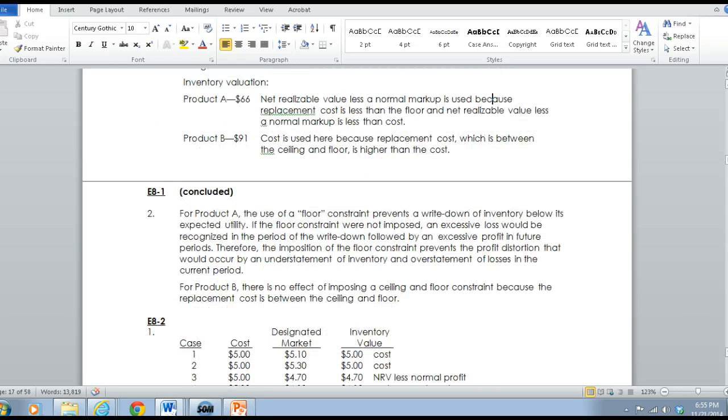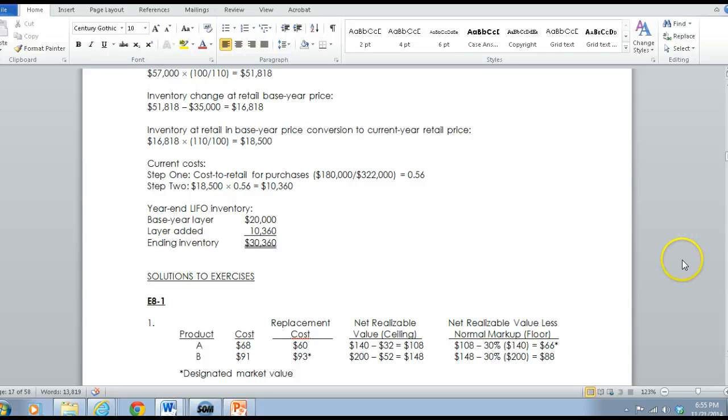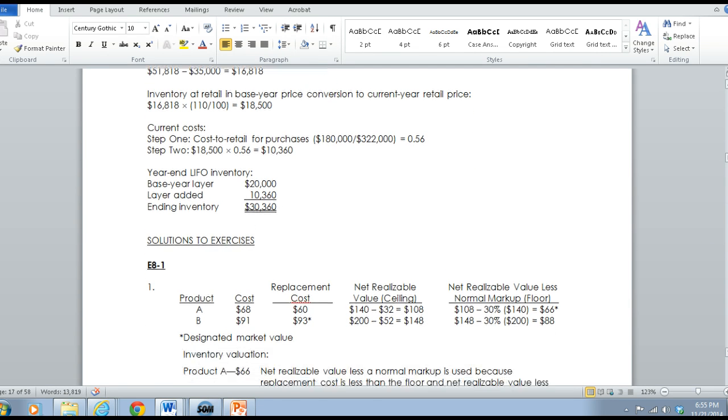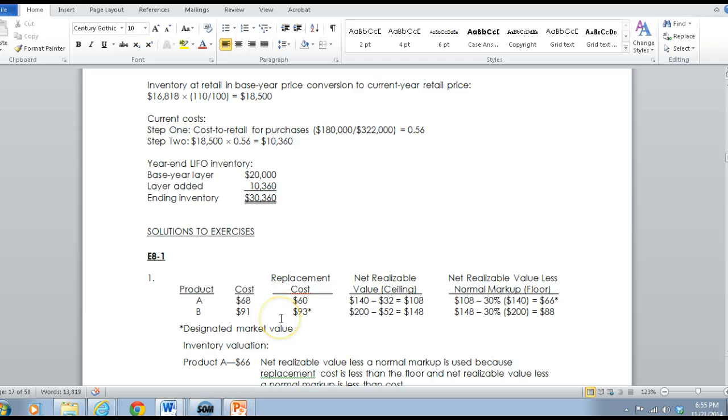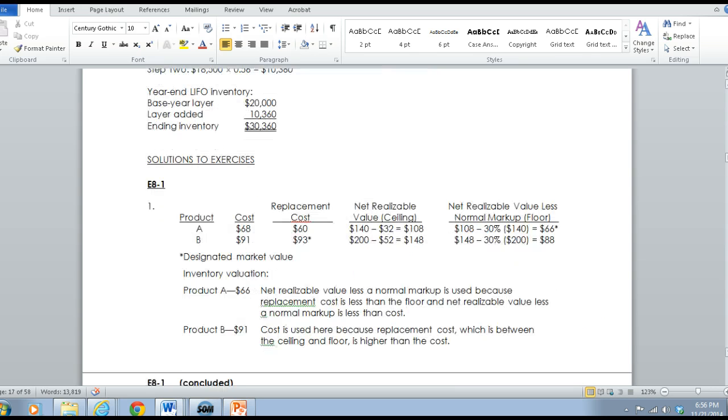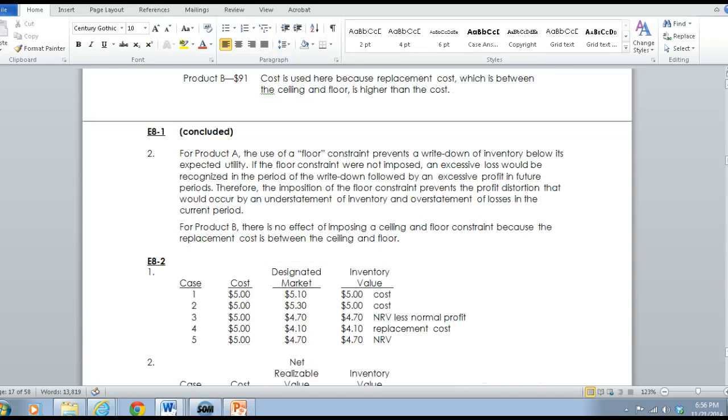So as you see here, if we didn't have our floor in this product A, and we couldn't stop with the floor portion, and if we had to write it down from 68 to 60, it would be a significant loss here. But being able to use these constraints limited us to only having to write it down to 66. With B, there's no effect on the floor or ceiling because the replacement cost is in the middle.